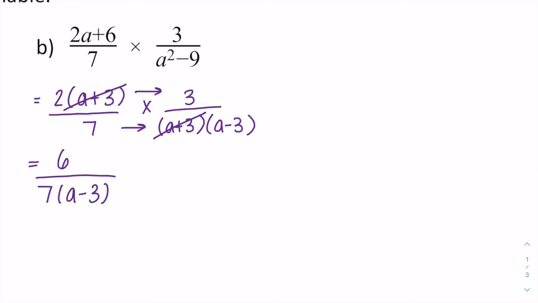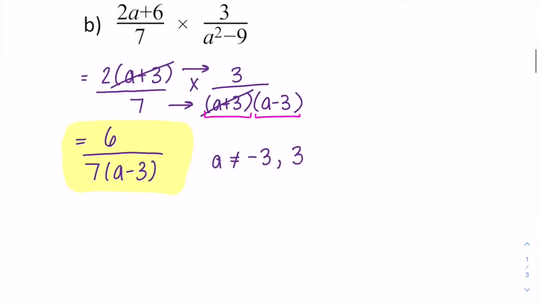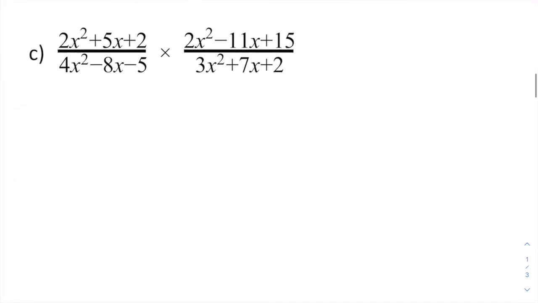Now, the last thing I need to do is make sure I've written all my restrictions from all of the steps. I look, and there's one here and one here. So those will give me that a cannot equal -3 or +3. And that is my final answer once I have those restrictions written out. Okay, let's try another one. This one is a little bit more intense.